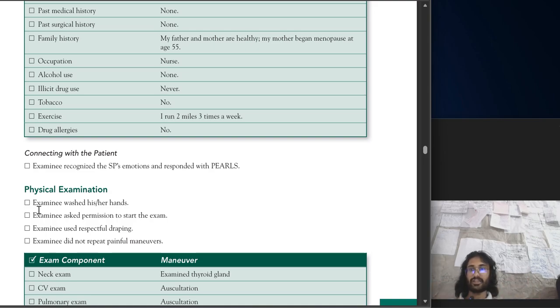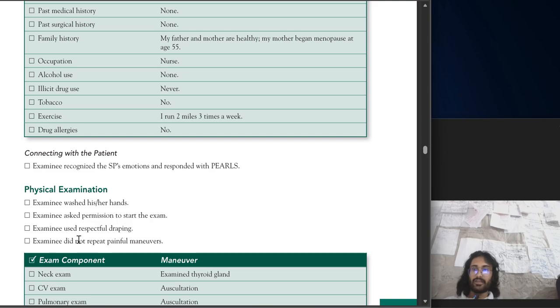Now physical examination. Examinee washed his or her hands. Before examining our patient, we must wash our hands. Examinee asks permission to start the exam. Ask your patient that I am now going to do some physical examination, I am going to do palpation, so you should take permission first. Examinee uses respectful draping. Just that part which needs to be examined should be exposed. Apart from that, all the other parts should be draped.